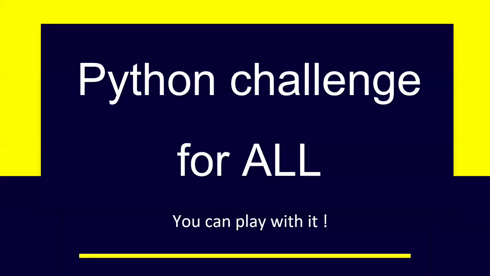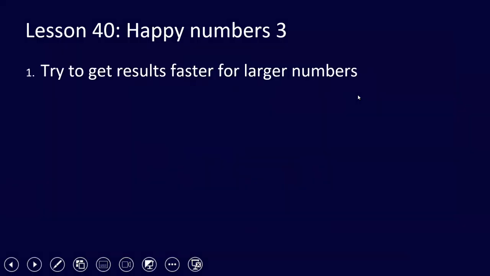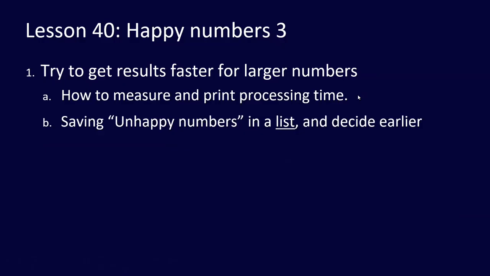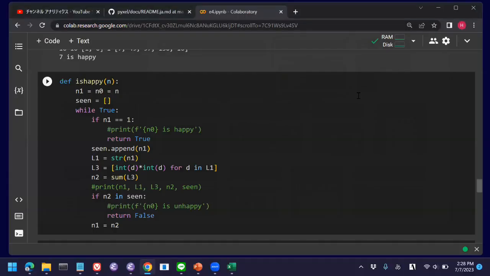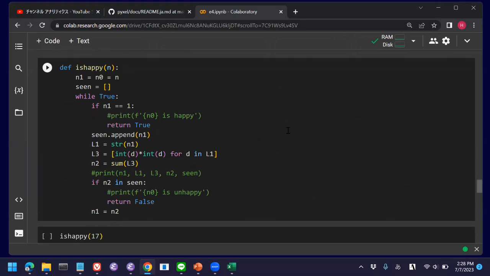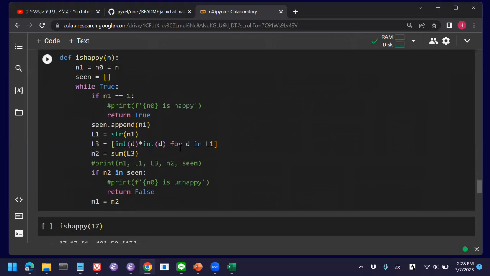Okay, let's see where we were last time. So we implemented an improved version of the happy checker, right? We did it first as a very naive, simple is_happy function. Okay, let's run it. Let's go back to E4. Define the original one, is_happy, like this, the simple one.